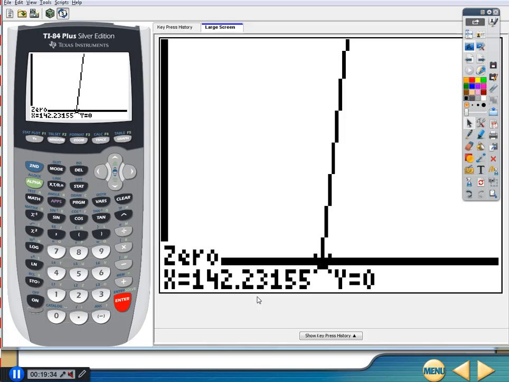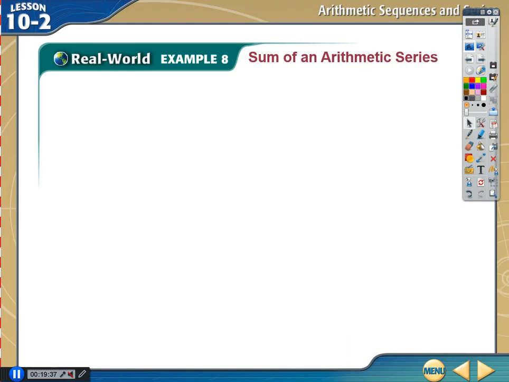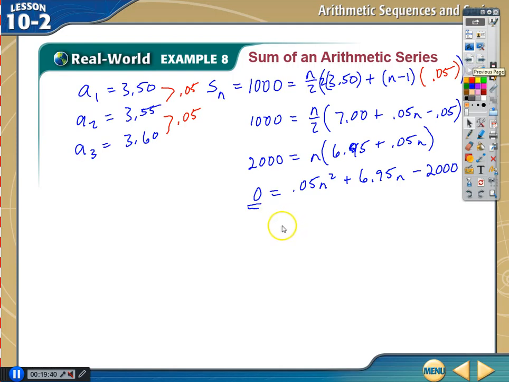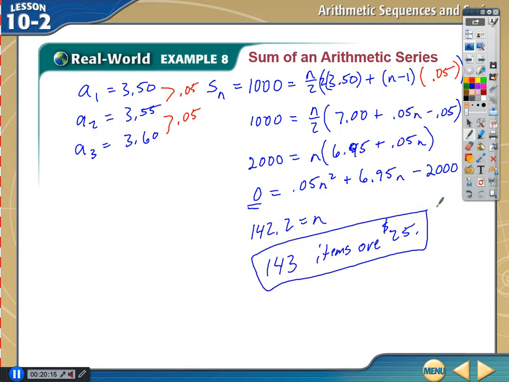So I go back. And so what do I find out? I find out that n is equal to 142.2. Huh. Well, can I sell 142.2 dresses? No. So what am I going to say? How many does she have to sell in order to get over the $1,000? 143. Let's see, items over $25. If she sells over 143, she's done.